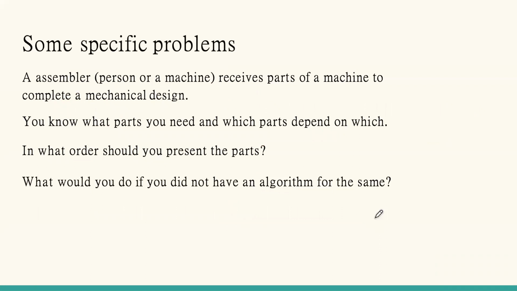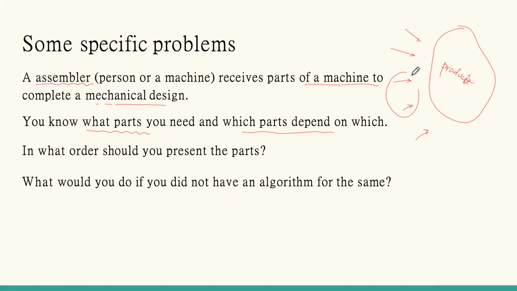Another example problem is, say, for example, an assembler. It could be a person or a machine that receives parts to complete a mechanical design, right? So you're designing a product, and it depends on various parts that people need to feed in, to make this final product, right? And you as a designer know what parts you need and which parts depend on which. So these parts may have dependencies. For example, these two parts may be needed to complete this, and then all of these three may be needed to complete the fourth, and then the fourth will go into a big piece as the product, right?